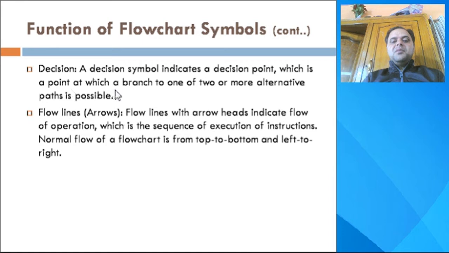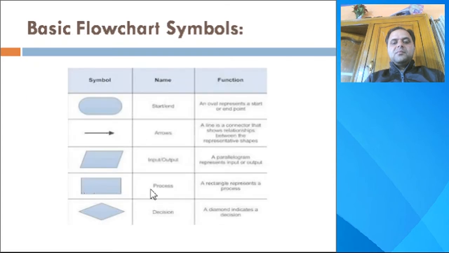For example, as discussed in the algorithm in our last topic, we calculated the profit and loss of a shopkeeper. So if it is profit, then we will go one way, and if it is loss, then we will go the other way. Next is flow lines. This is a flow line.